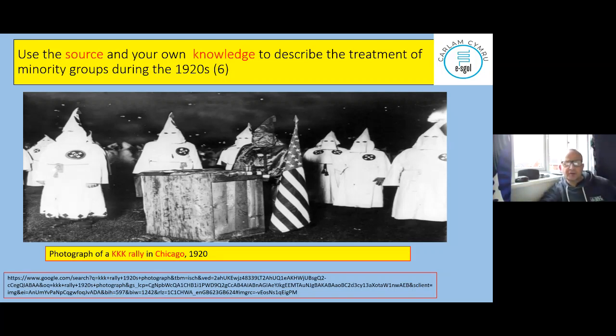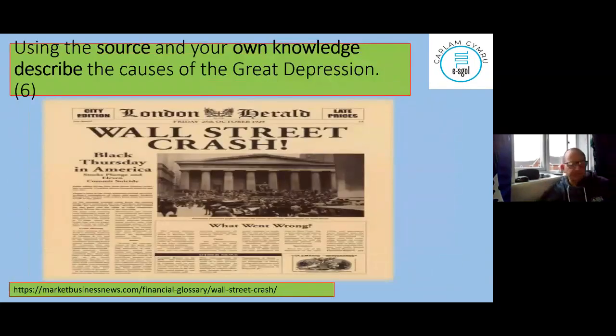If I just move on a little bit to another quick question for question 1. Using the source and your knowledge, describe the causes of the Great Depression. If I pause for a second, if you can all just look at the source very briefly, see what you can extract from the source before I continue in about 10 seconds.